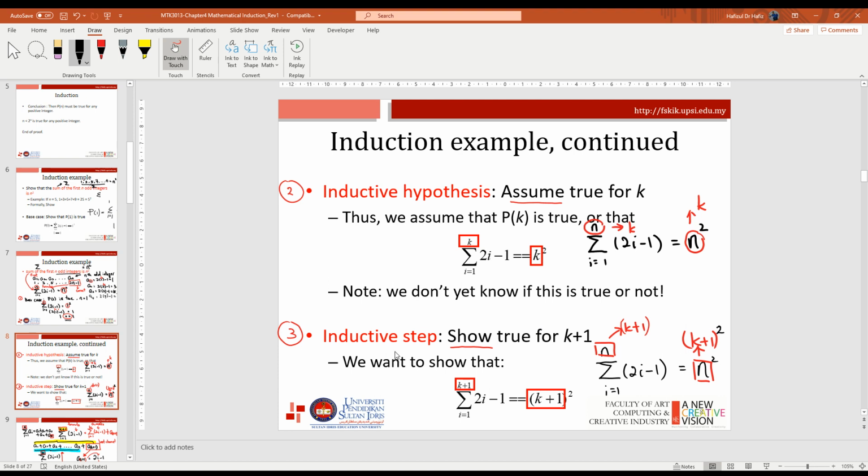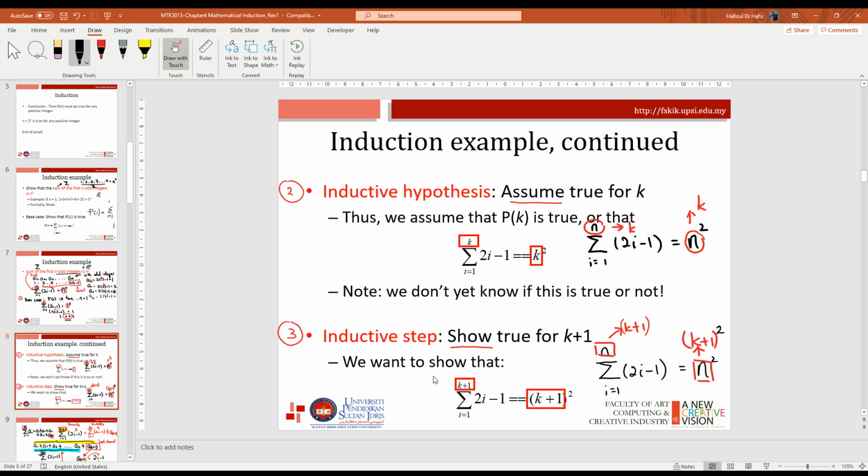And then the third one is the inductive step. Please remember, for induction we have three steps. The first one is the base case, secondly the inductive hypothesis, and the third one is the inductive step. We want to show it is true for k plus 1.